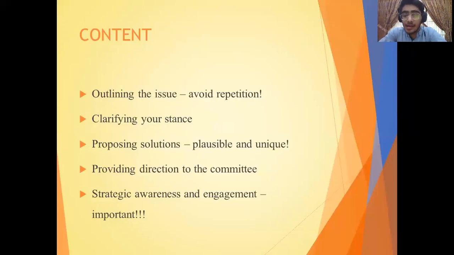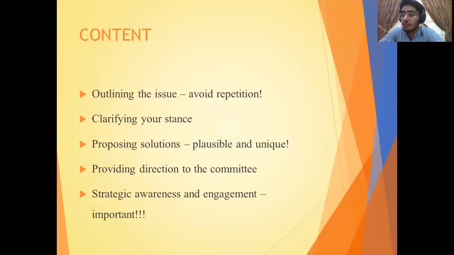Fifth thing, and also an incredibly important thing, is strategic awareness and engagement. I've already touched a bit upon this, but I want to delve deeper into what I mean by strategic awareness. And I think this is, by and large, the most common mistake people make with regards to opening speeches and with regards to Model UN in general. That is that they're lacking in terms of strategic awareness.